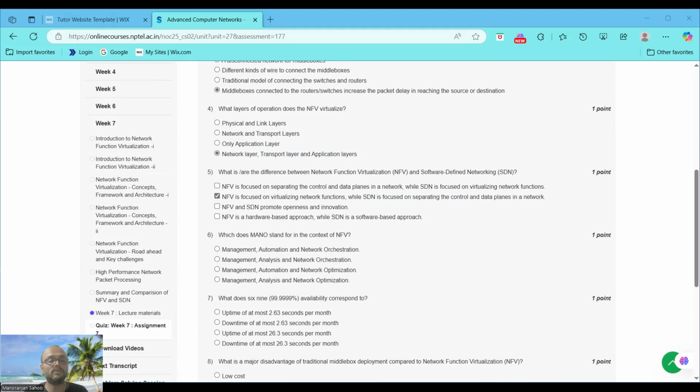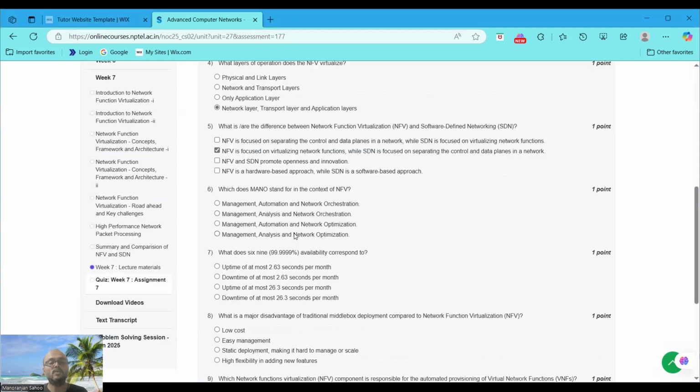Now moving to question number 6. What does MANO stand for in the context of NFV? That is management, automation, and network orchestration, because MANO is the ETSI framework for management and orchestration, handling automation and coordination of the VNF and the infrastructure.